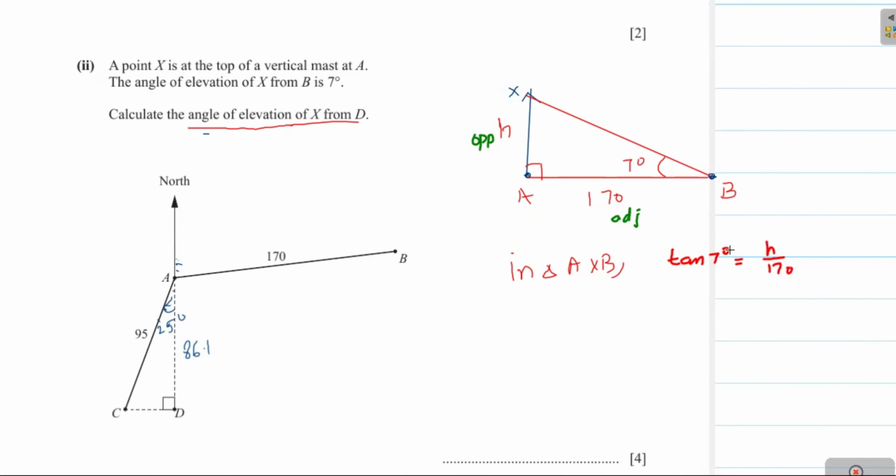Now we write here H will be equal to 170 into tan 7, and that will be equal to 20.87, and you can calculate this value by using a calculator. Now next we have to find the angle of elevation of X from D.